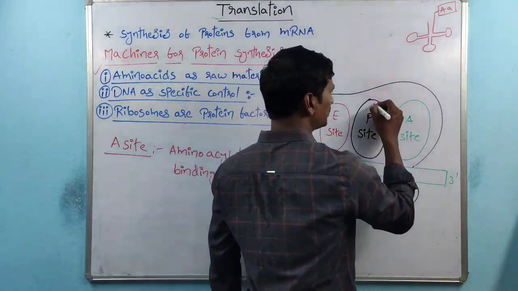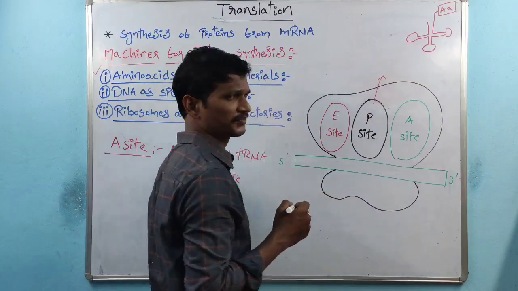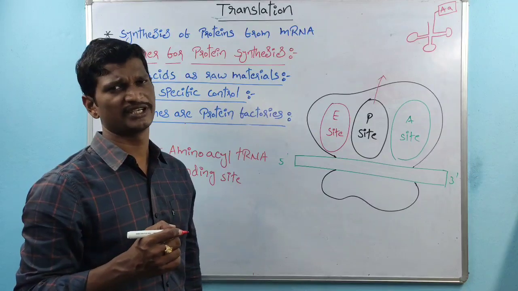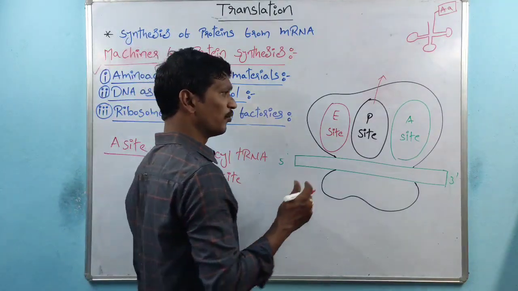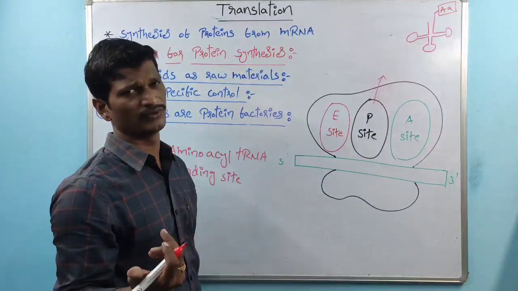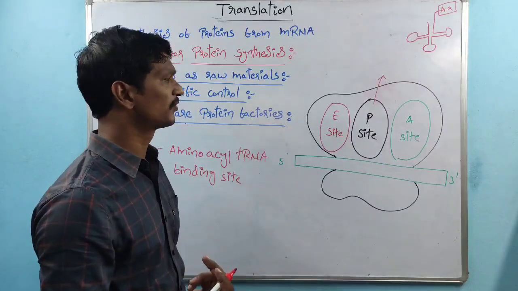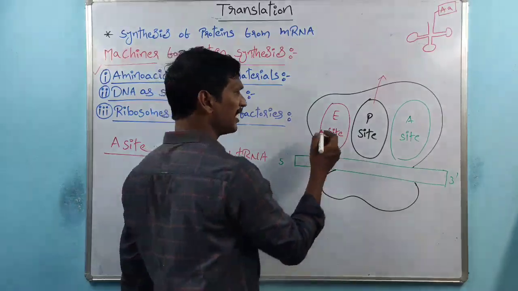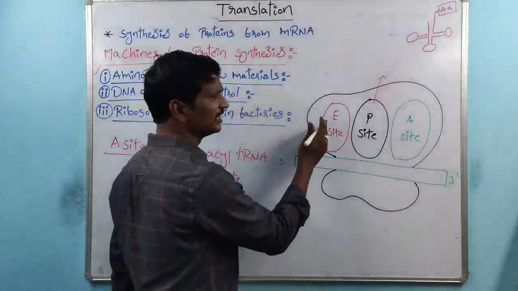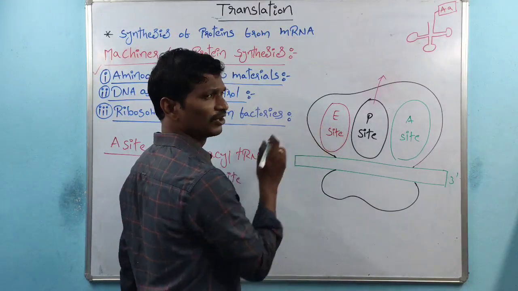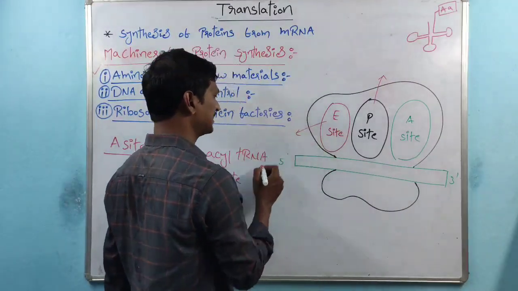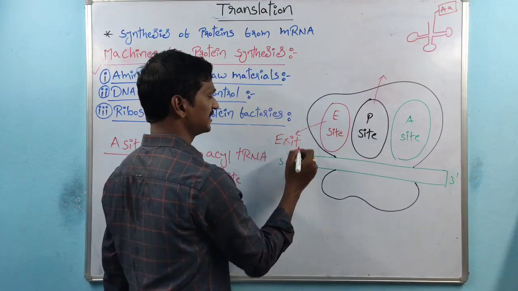After that, the site where peptide bond formation takes place is called the P site. The last site: once the amino acid is downloaded from the tRNA, the remaining tRNA, the amino acid downloaded tRNA, enters the E site. So the E site indicates the exit site.